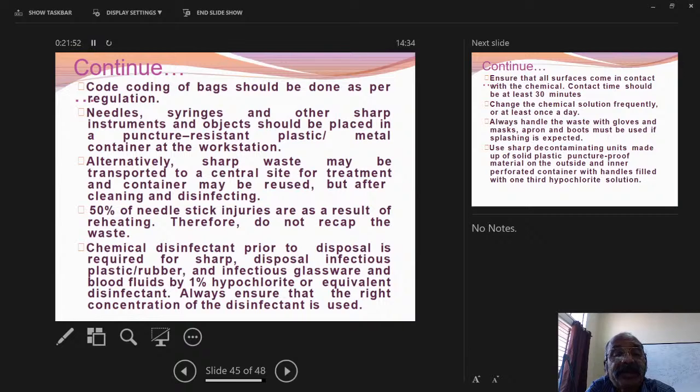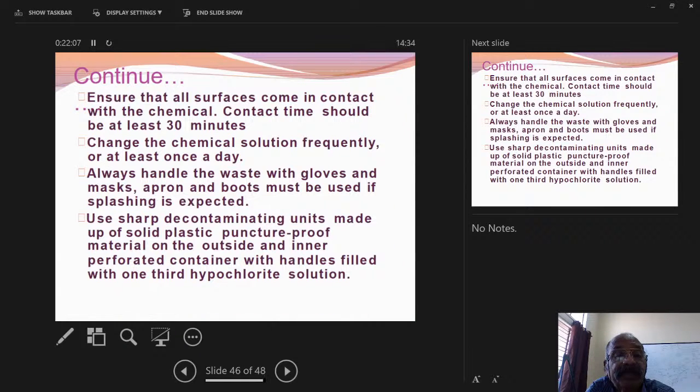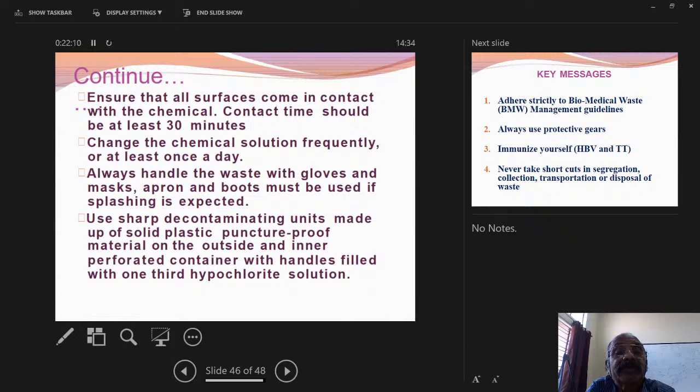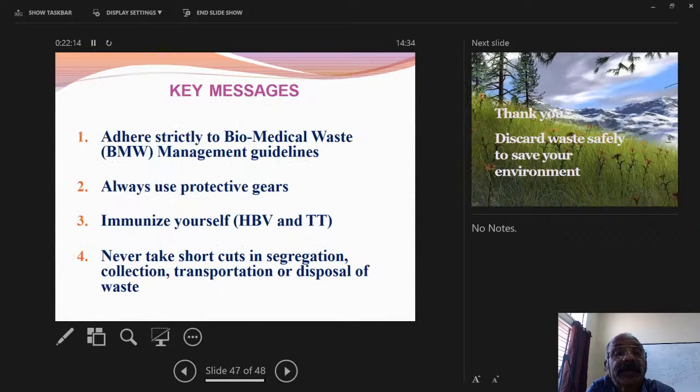Chemical disinfectant prior to disposal is required for sharp disposal, infectious plastic, rubber, and infectious glassware and blood fluids, by hypochlorite or equivalent disinfectant. Ensure that all surfaces come in contact with the chemical. Change the chemical solutions frequently.